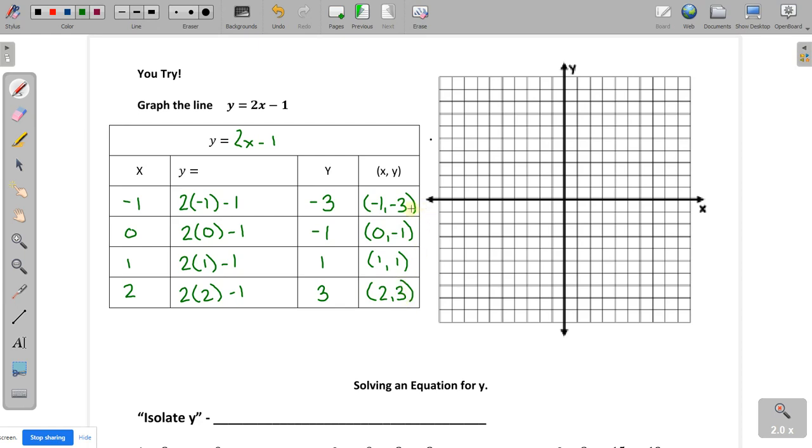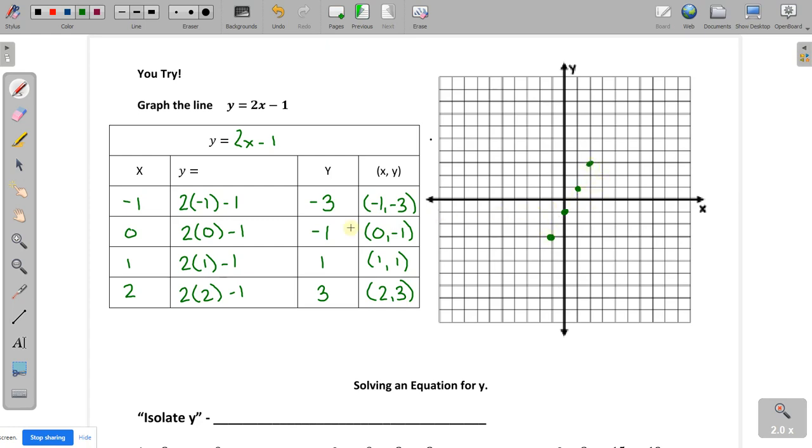Now let's graph it. -1, -3. Over 1, down 3. 0, -1. Don't move and go down 1. 1, 1. To the right 1, up 1. And 2, 3. To the right 1, up 3.